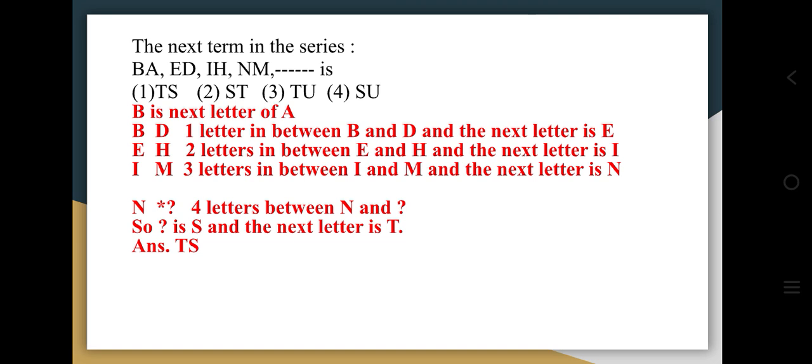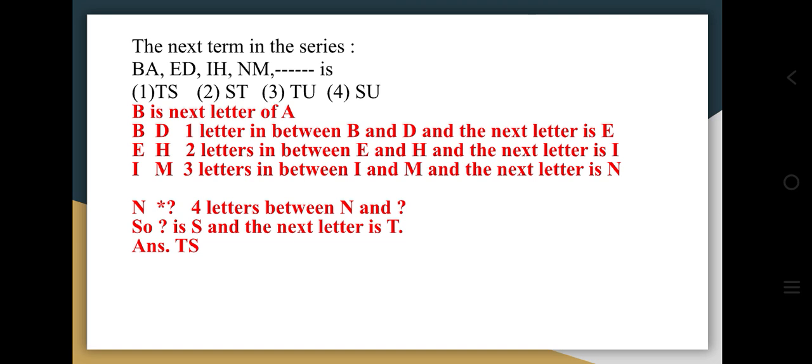But in the given answer, you can see TS, ST, TU, SU are the given answer choices. Among the 4, only TS has the property of the terms in the series, because T comes after S. So the answer is TS. So from the choice, we can get the answer as TS.